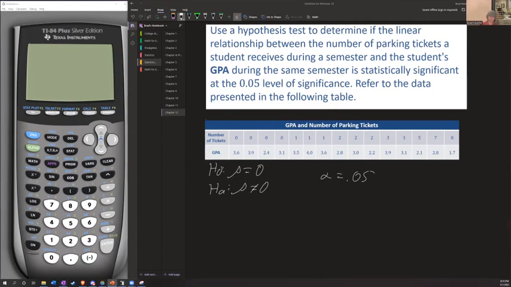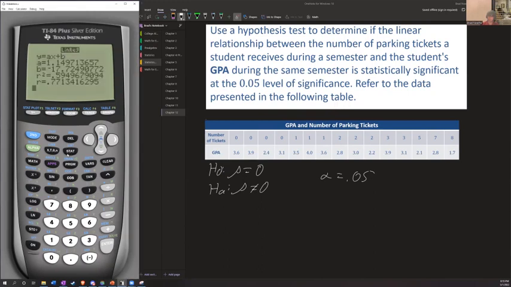So I'm going to go ahead and start by turning it back on, stat, edit, clearing these out, and just plugging in my values. 0, 0, 0, 0, 1, 1, 1, 2, 2, 2, 3, 3, 5, 7, 8. Now, if you're using Excel, usually your homework will allow you just to be able to export it directly. So whether or not you want to do that is up to you.